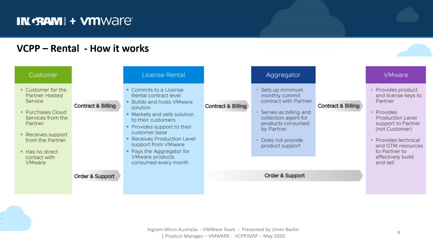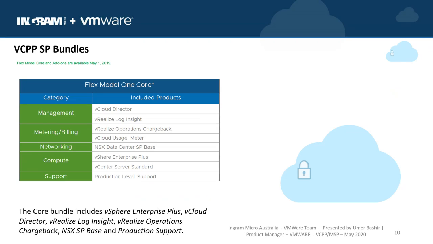Let's move on to the next slide, please. On the rental model, we can go deeper into these things in future webinars, but as of now, VMware is offering this bundle called Flex Bundle. It's been available since May 1st, 2019, and it's going to be officially launched into the portal and visible in the portal by the 31st of October this year.